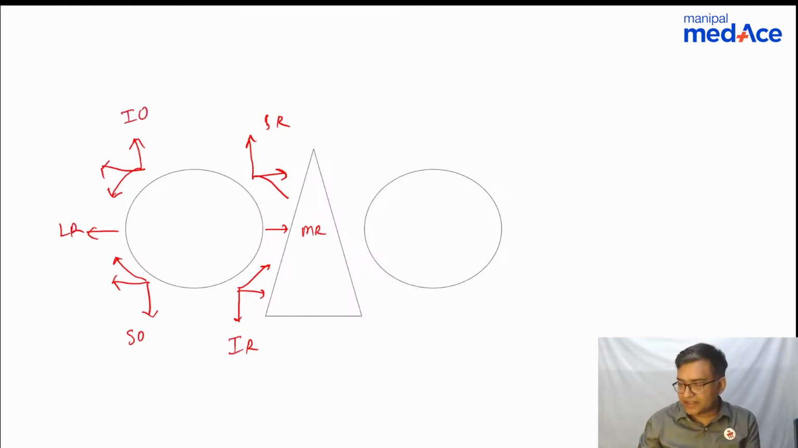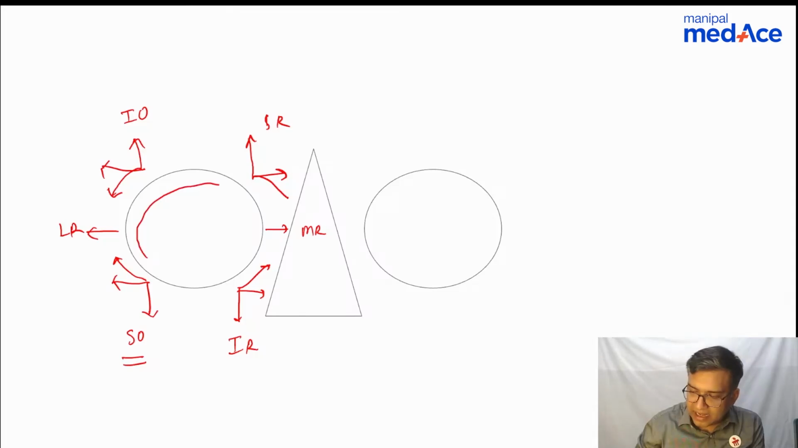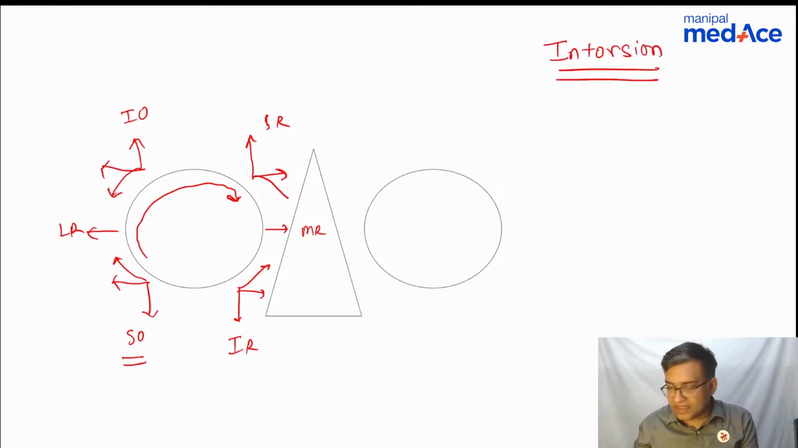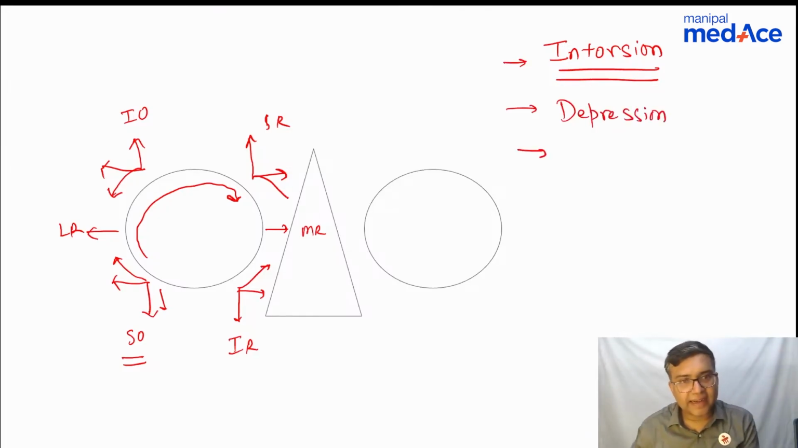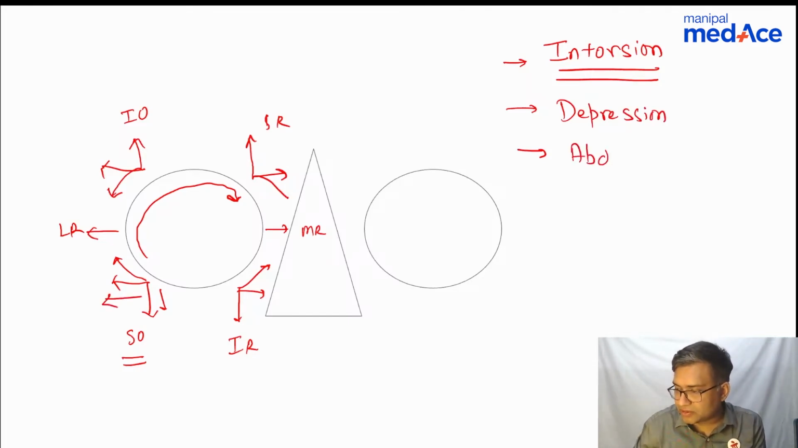And these are my actions. This is my nose. This is my superior oblique. What my superior oblique is doing is turning the eye towards the nose. This action we call intorsion. The second action is causing the eye to go down, so this is the depression. And third, it is moving the eye out, so this is the abduction.